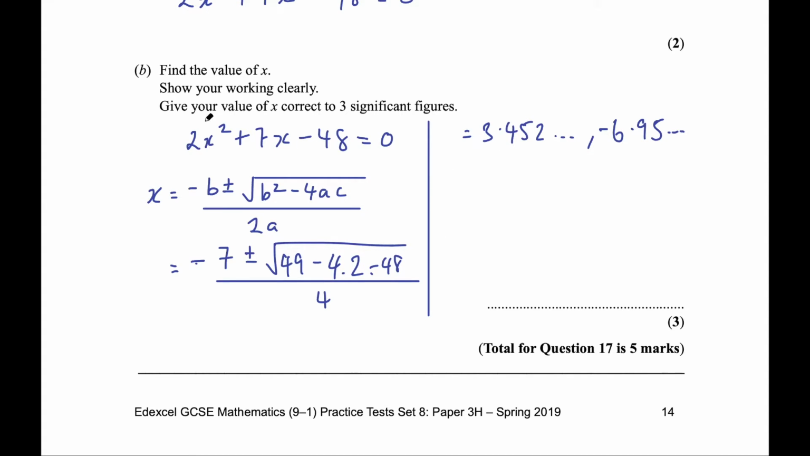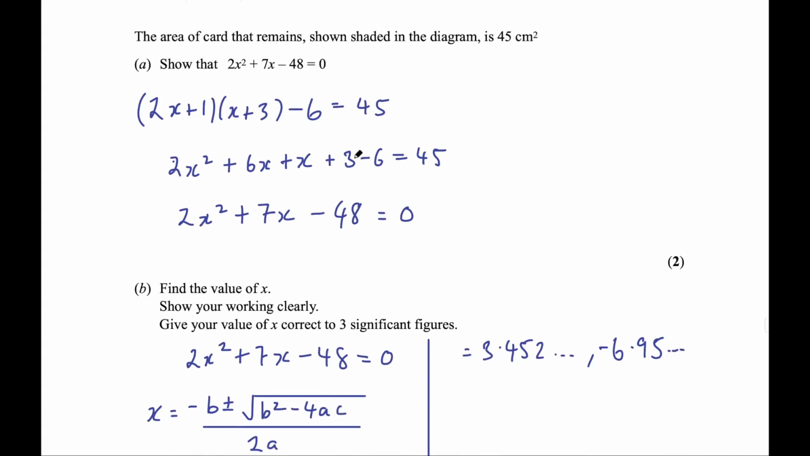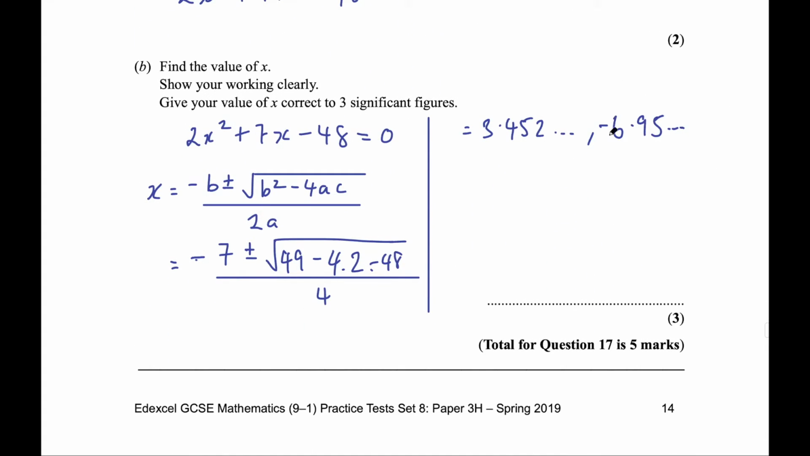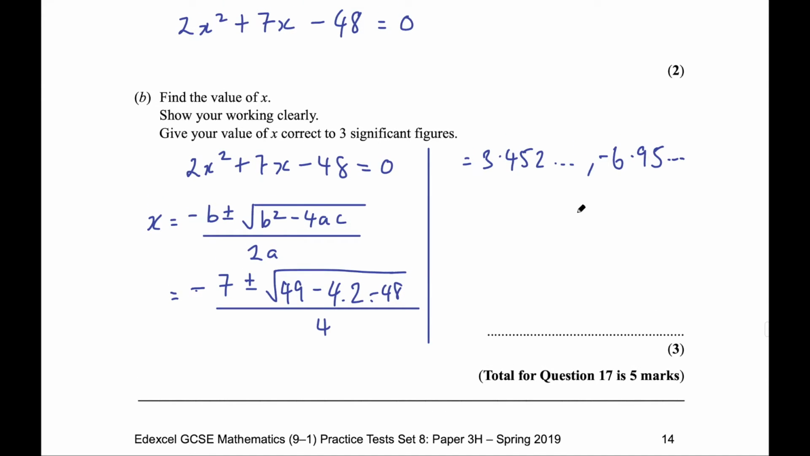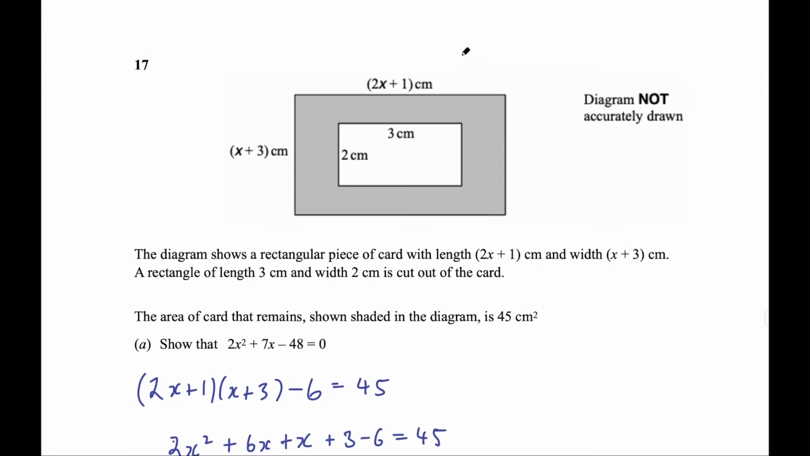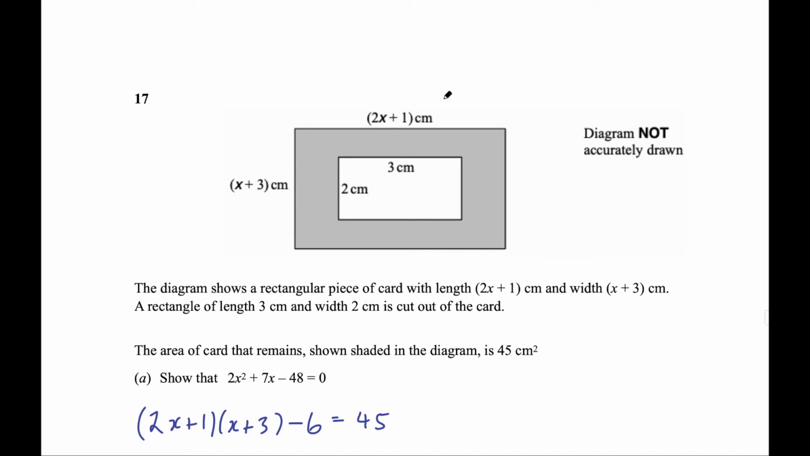So let's go up to the diagram again. Let's, for example, look at this negative 6.95. Is that a possible answer? Well, we know that a length needs to be greater than 0. So you could say 2x plus 1 needs to be greater than 0. That's a length. It can't be negative, in other words. So then you can use this inequality to find what x needs to be greater than. So subtract 1 and divide by 2. X needs to be greater than negative a half.